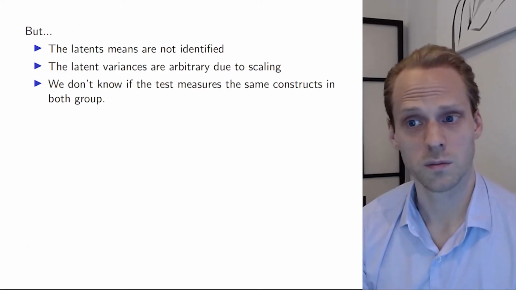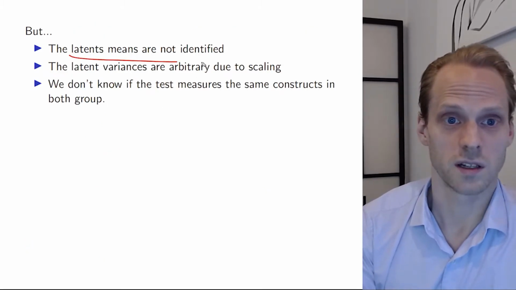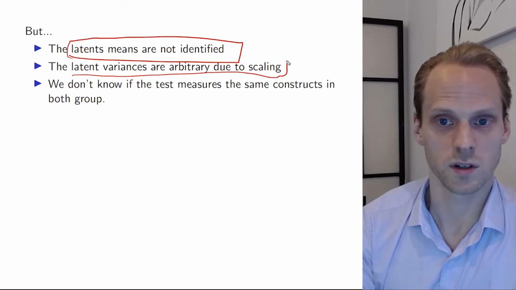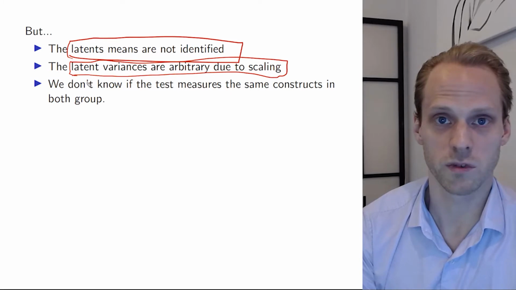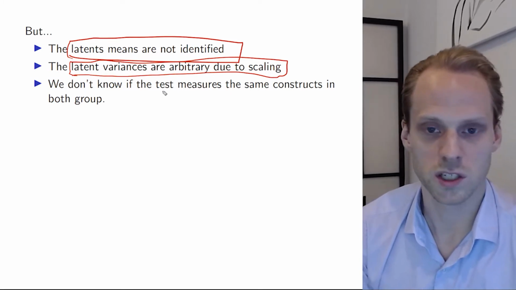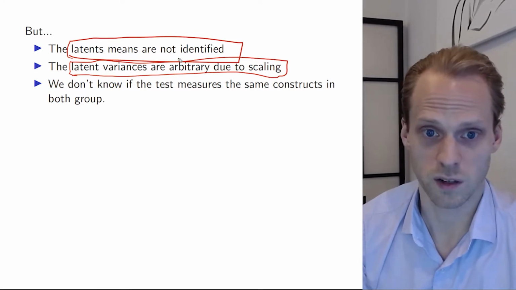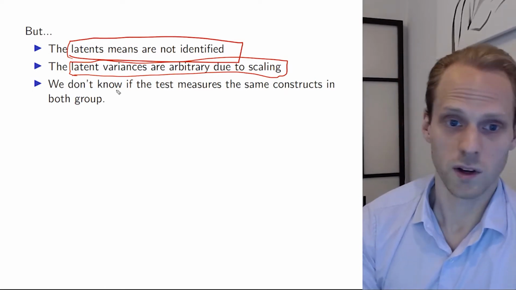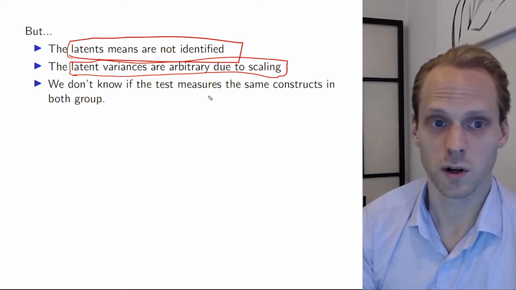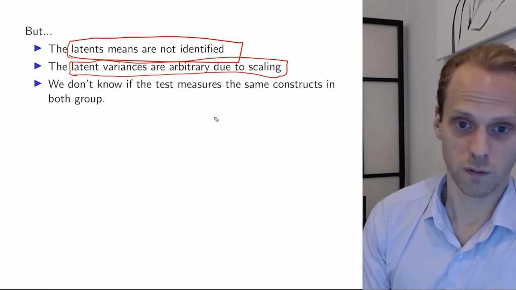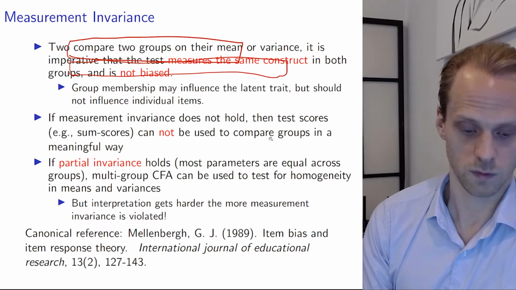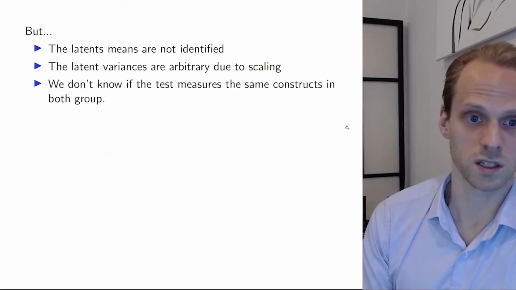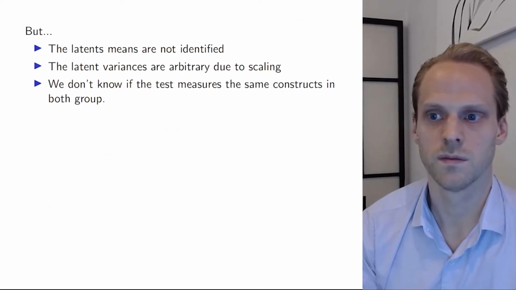But we have a problem: the latent means are not identified. And the latent variances are arbitrary because of scaling. So we just arbitrarily set it to 1, or we arbitrarily set it to something, but that's just due to the first item having a constrained factor loading. And we don't even know if this test measures the same thing in both groups. So that's what we might want to do. This is what we want to do, but we can't do it because we already set alpha to 0.